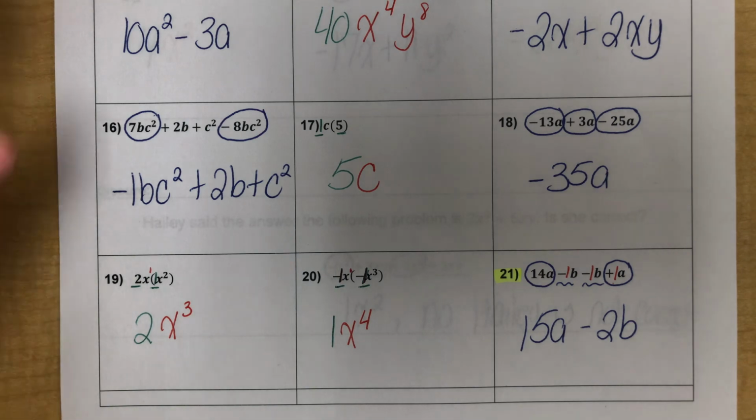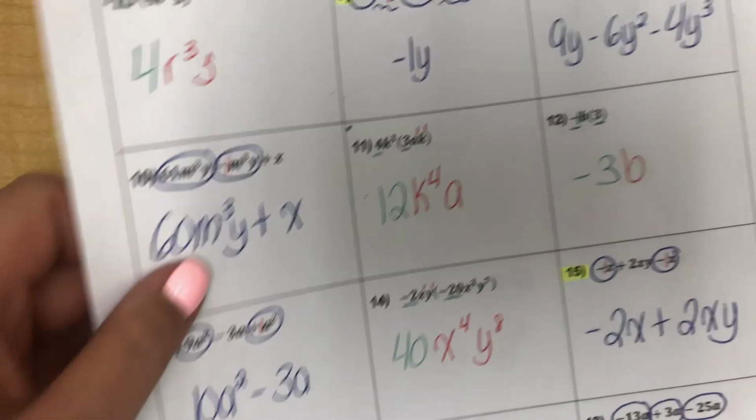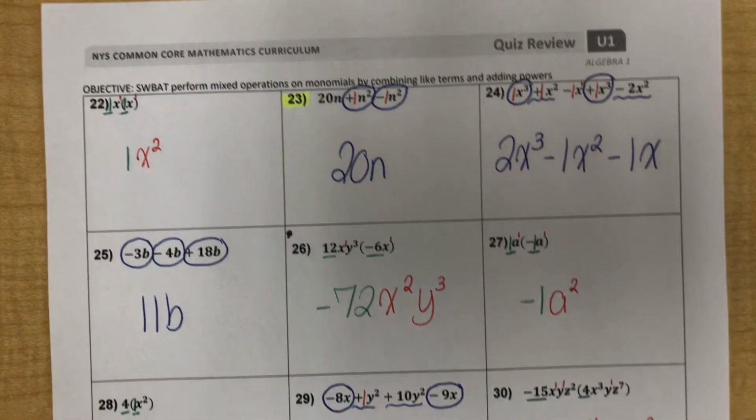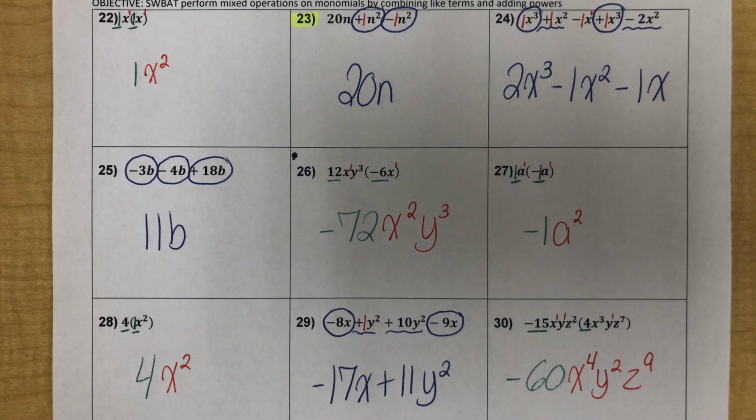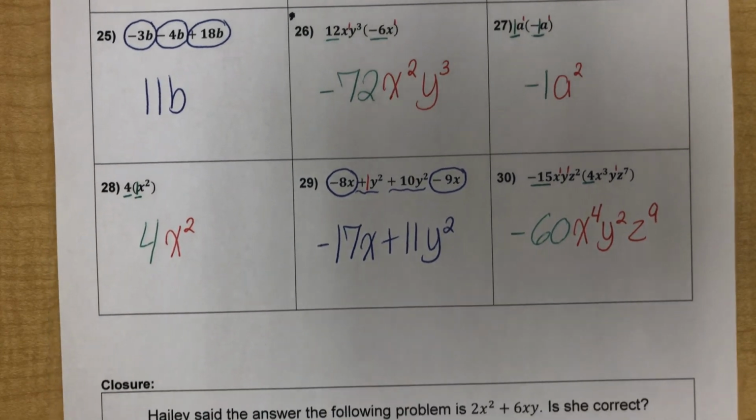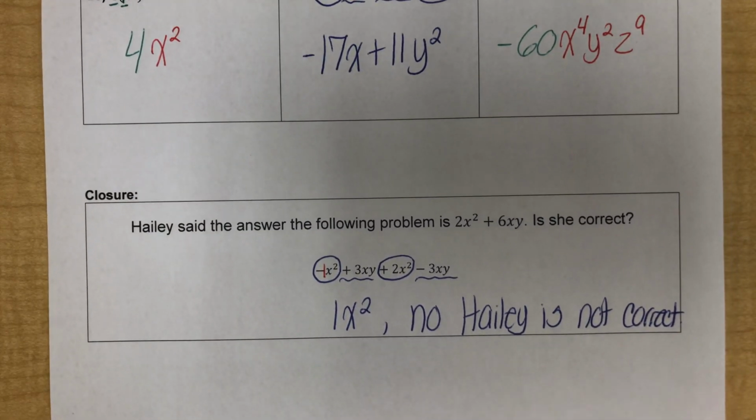Okay, and then last but not least, this last page here. So now we have 22 through 30. And again, if I'm going too quickly, feel free to pause the video and check your answers. And then we have the closure, which you also should have completed on your own.